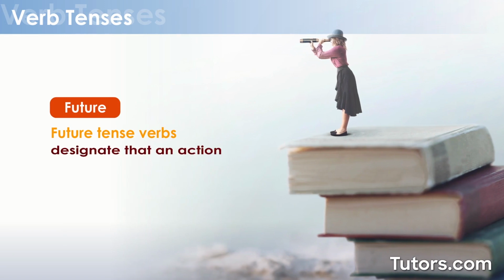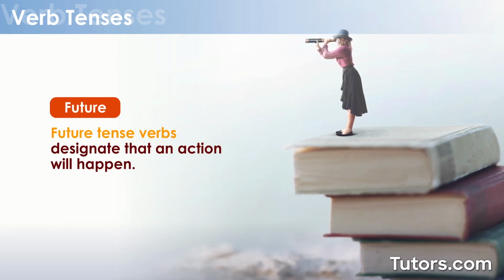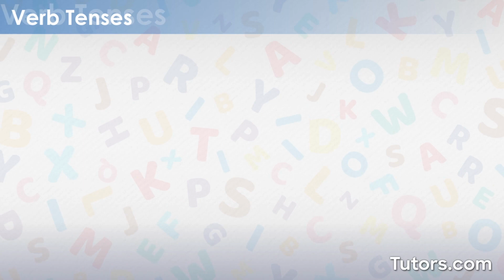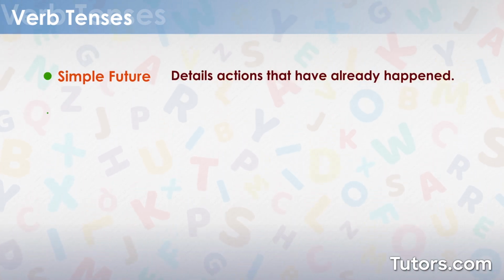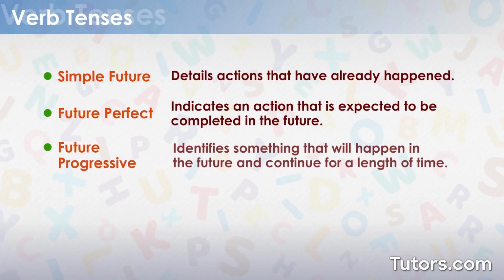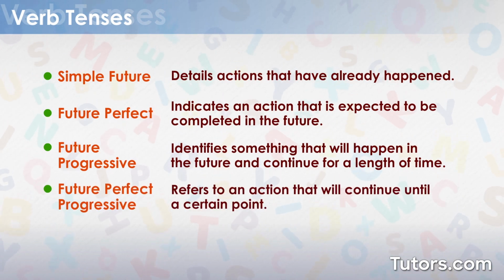Future tense verbs tell that an action will happen. Again, future tense verbs have different tenses: simple future, future perfect, future progressive, and future perfect progressive.